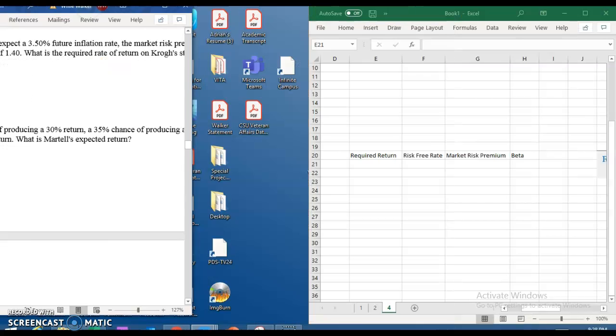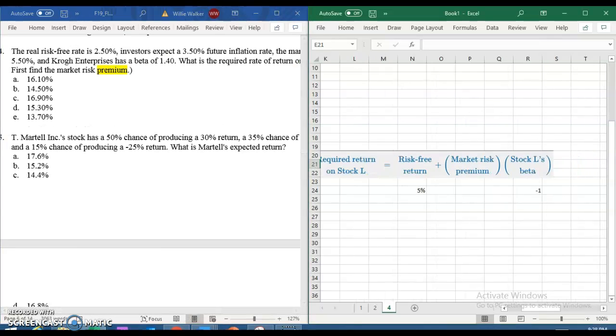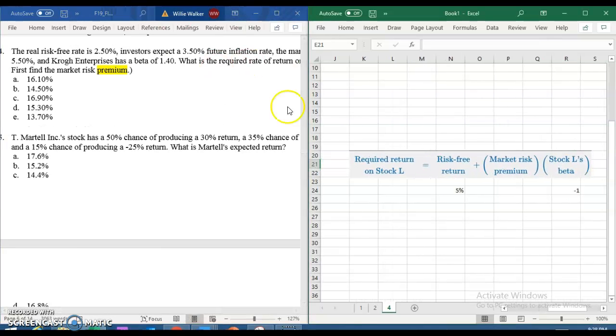So for this problem, we are going to use our formula here. Let's get rid of this. Required return equals the risk-free return plus the market risk premium times the beta, right? So the only caveat is we just simply add the future inflation rate.